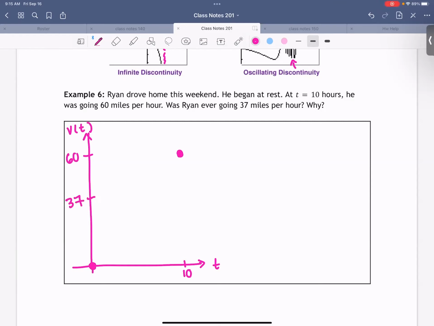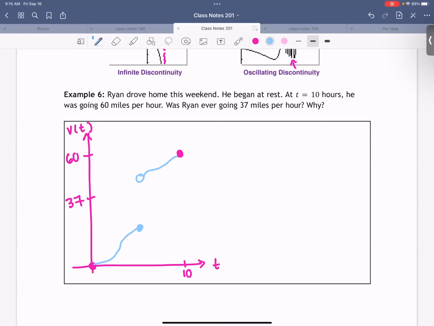So our question was, was he ever going 37 miles per hour? Let me show you a situation where he wouldn't be going 37 miles per hour. Let's say he sped up, he was driving, he got up to here, and then suddenly he started going 50 miles per hour. Is that a realistic situation? No, right? Cars don't normally do that.